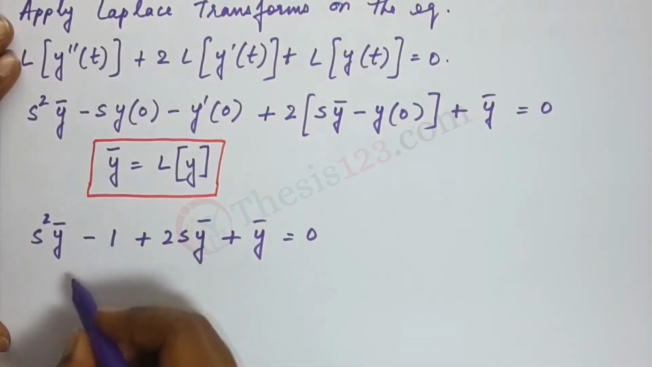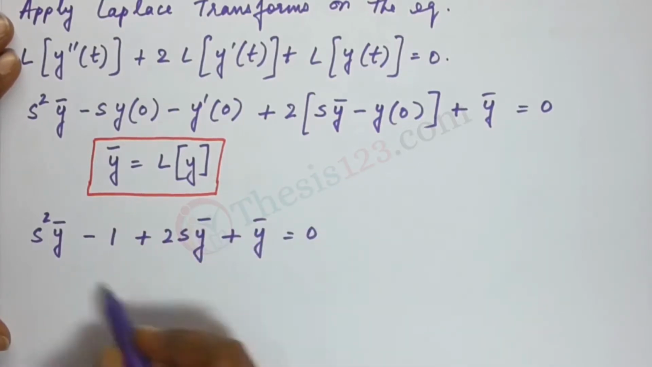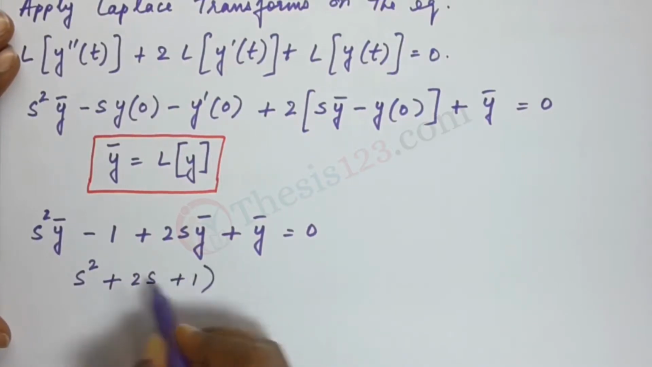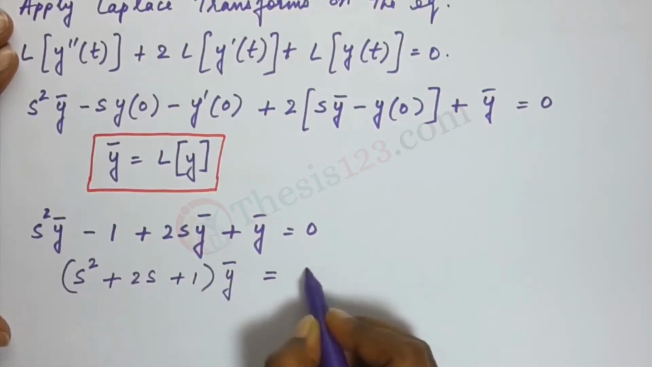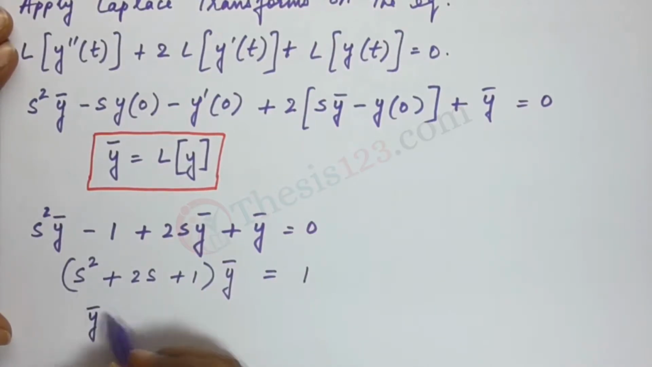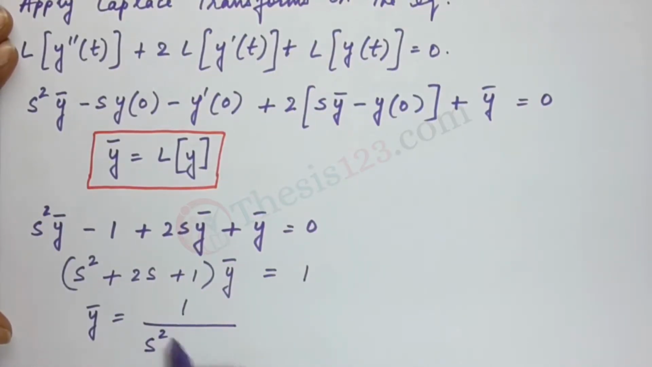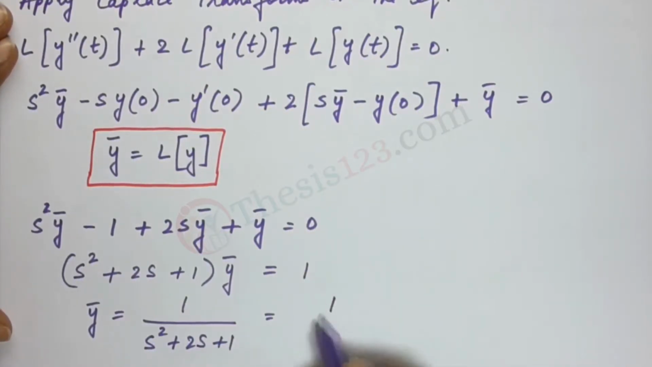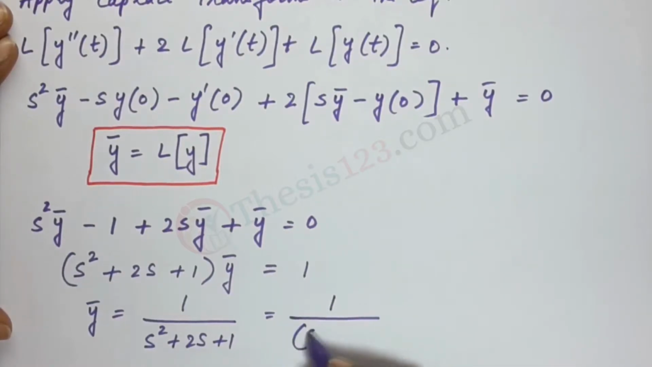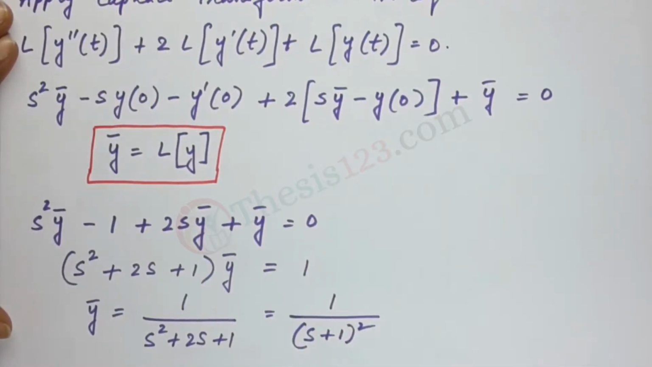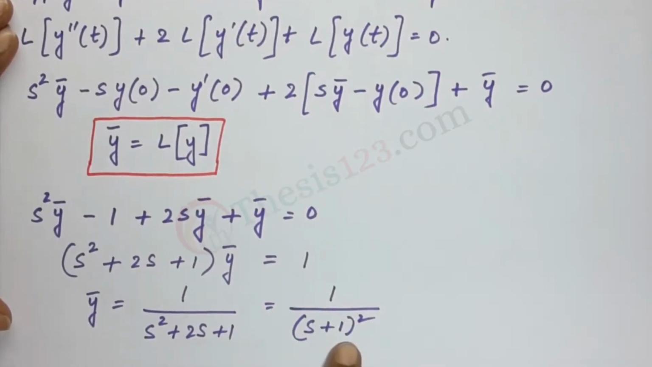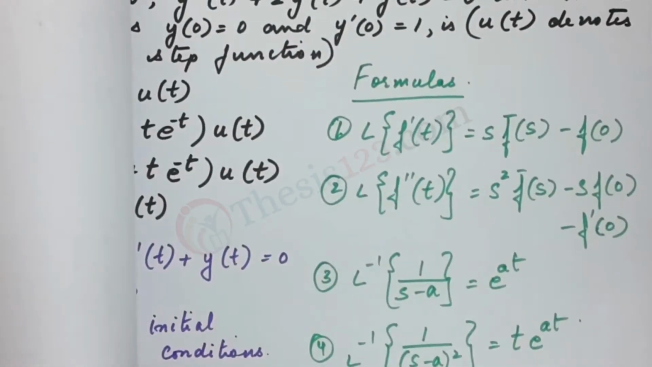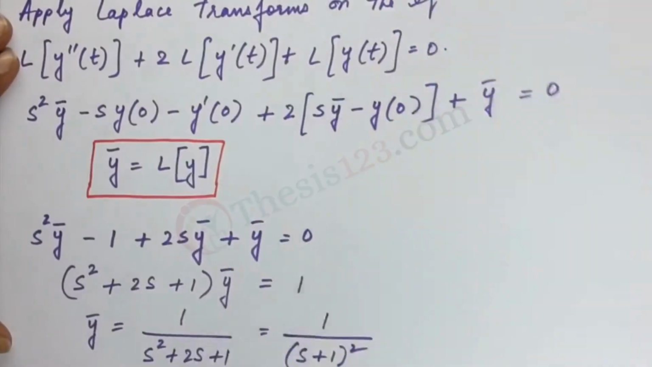Next, I'm going to take y bar common and take the constant term to the other side. So I'll have s square plus 2s plus 1 times y bar is equal to 1. Now y bar would be 1 divided by s square plus 2s plus 1. If we were to factorize this, we get s plus 1 square. And recall that I have written the formula here for 1 by s minus a whole square. We'll be using that in the next step.